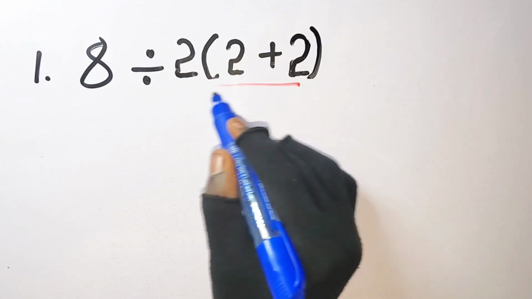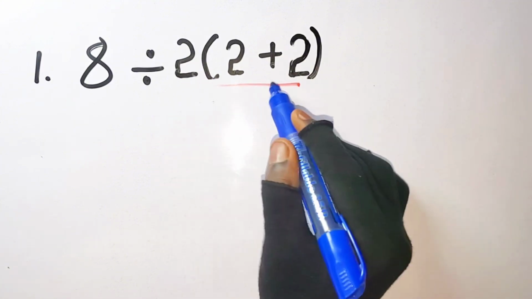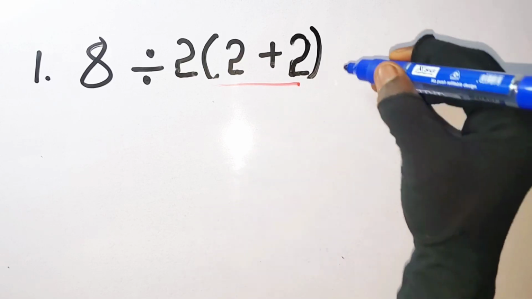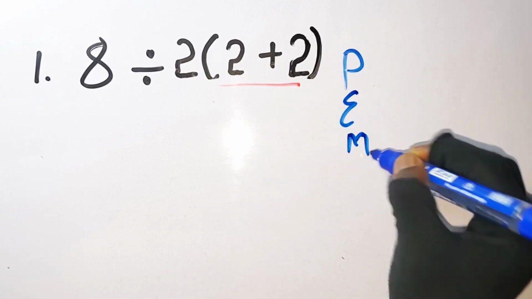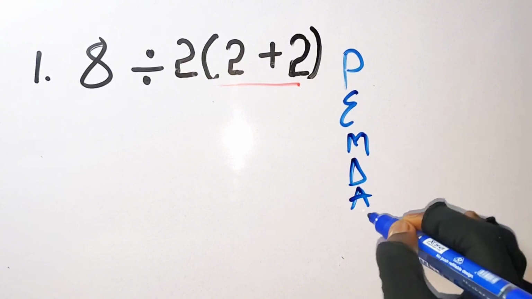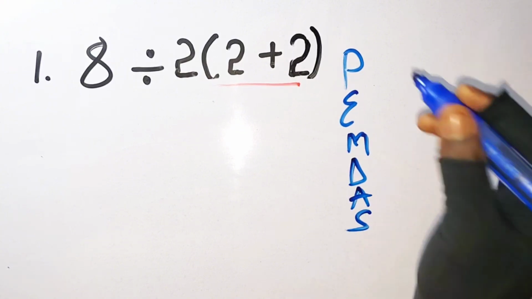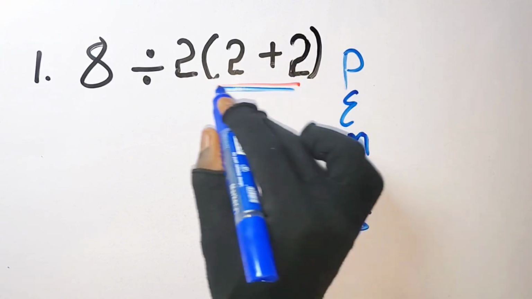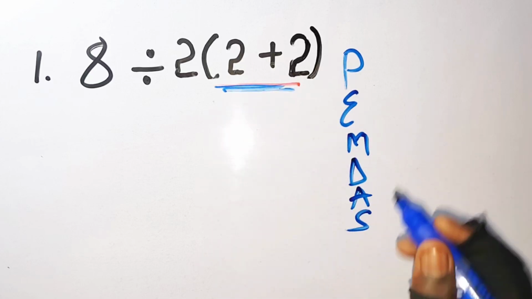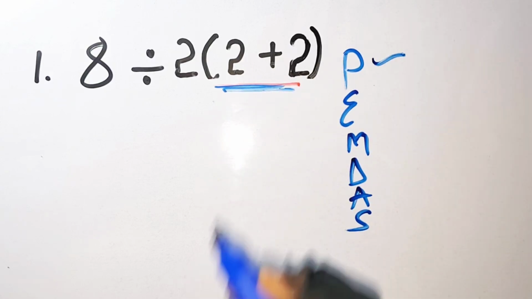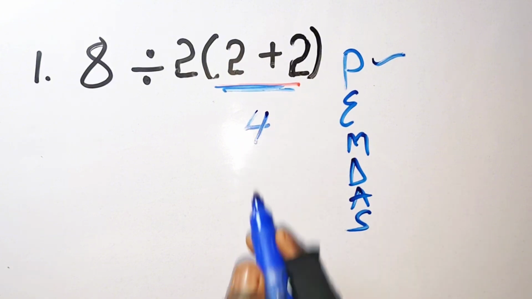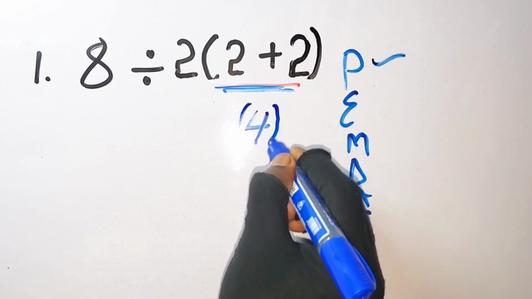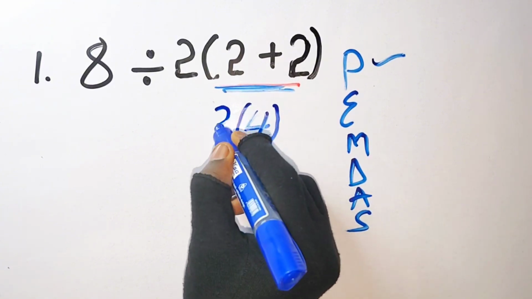Now we solve all what is inside the parentheses first. Okay, you follow the order of operation, PEMDAS. Now, we first solve all what is inside the parentheses. Therefore, 2 plus 2 equal to 4. Then you enclose it in a bracket, you bring out the rest.